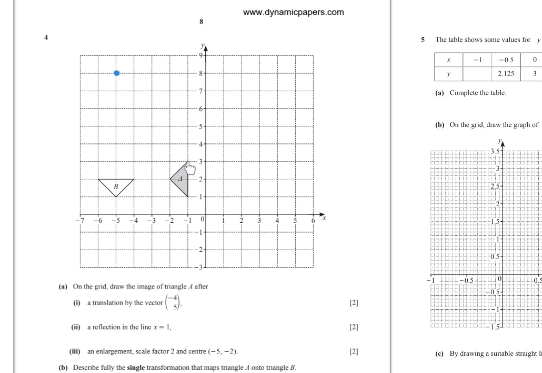Now you can deduce the rest, because from this point it goes down, and from the middle, 1 to the left. So now join. So this is the image by translation negative 4 and 5.